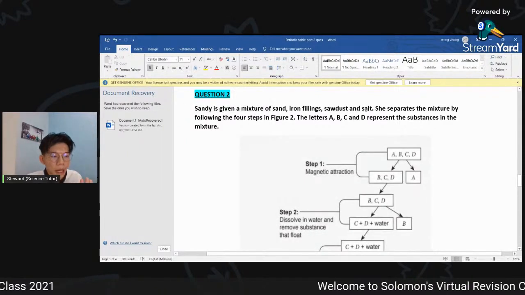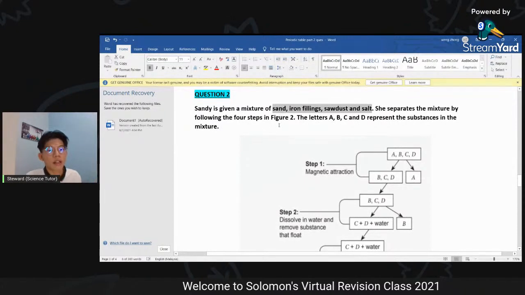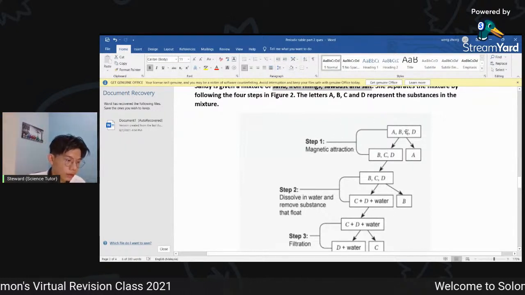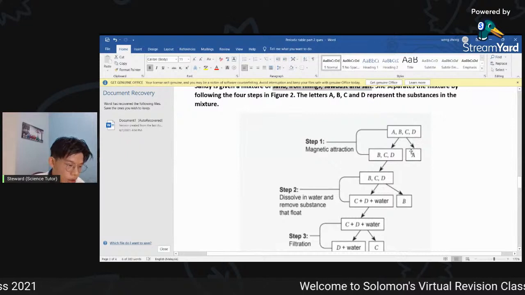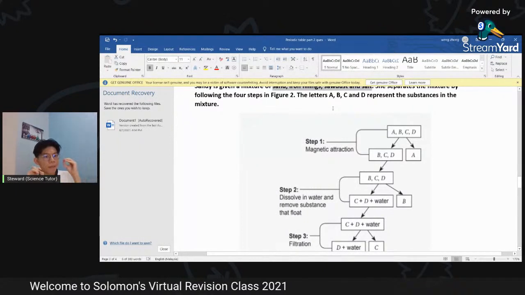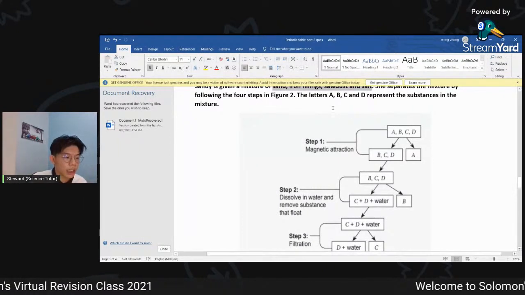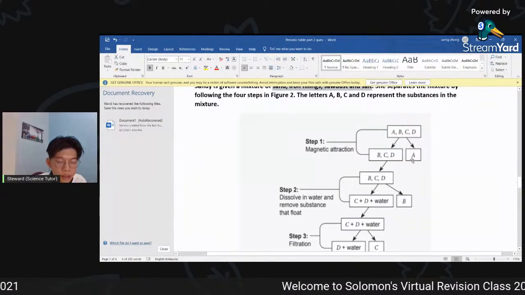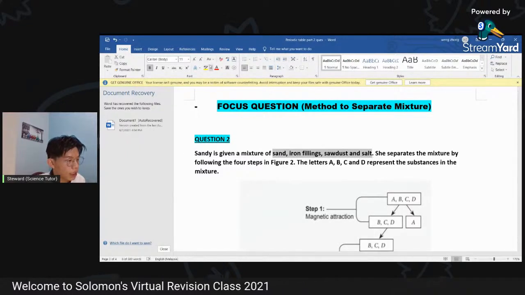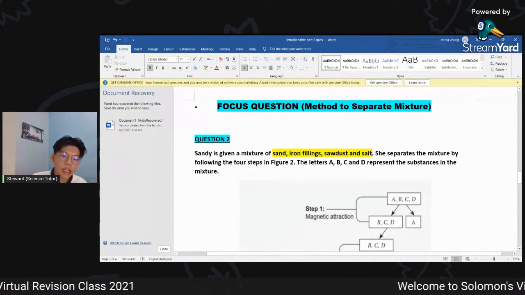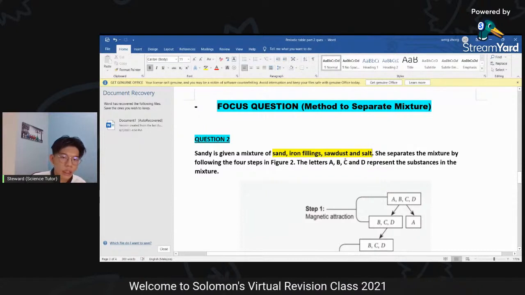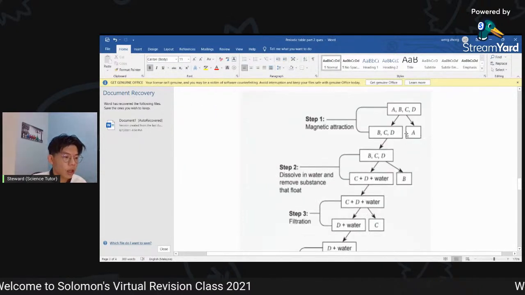Tapi kita tak tahu yang mana. Yang mana A lah, salt ke, sand ke, iron filling ke, kita tak tahu. Okay, so kita nampak. Kita tengok soalan ni. Step 1. Magnetic attraction. Okay, magnetic attraction, lepas tu kita akan dapat satu A ni keluar. Okay, kalau kita guna magnet kan, kita fikir magnet dia akan attract apa? Dia akan attract metal yang ada magnetic characteristic kan. So kita akan attract benda ni, maksudnya A ni ada magnetic characteristic. So kita tengok sand, iron filling, sawdust and salt. Yang mana ada magnetic characteristics? Sand tak ada kan, iron tak boleh nak attract kan. Sawdust ni macam tak boleh juga, salt juga tak boleh, tapi iron fillings boleh kan. So maksudnya kita ada jawapan lah, A lah iron fillings.